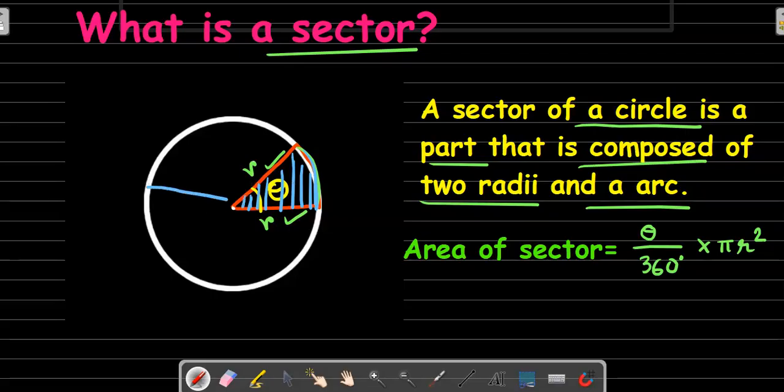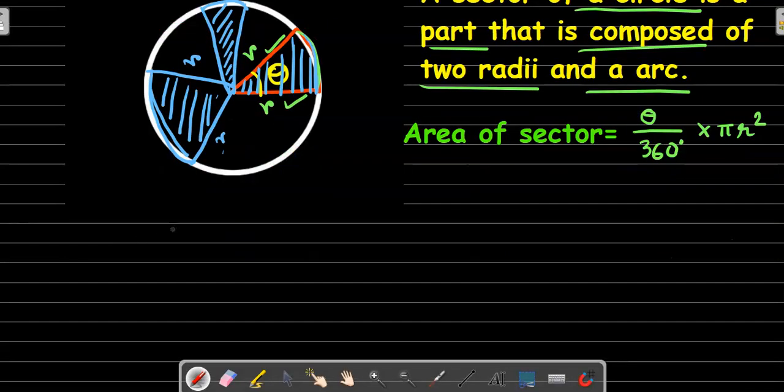For example, this is also a sector of the circle because it is also composed of two radii and an arc. This area is also a sector of a circle, and this area is also a sector of a circle. I hope you understand what a sector of a circle is. Now let's see how you can find the area of a sector.